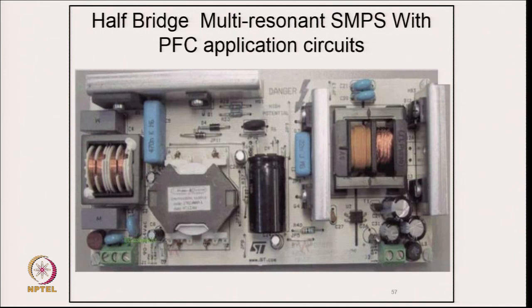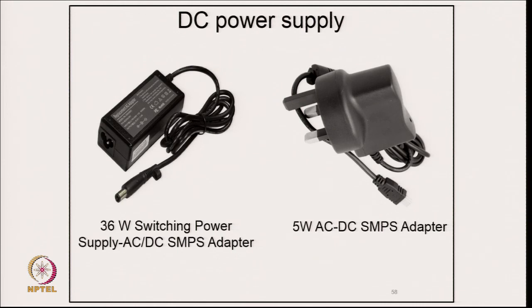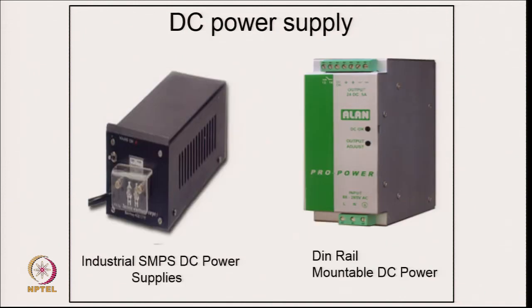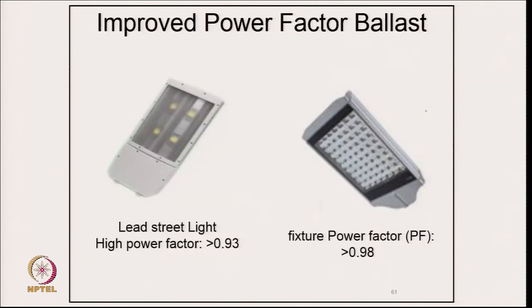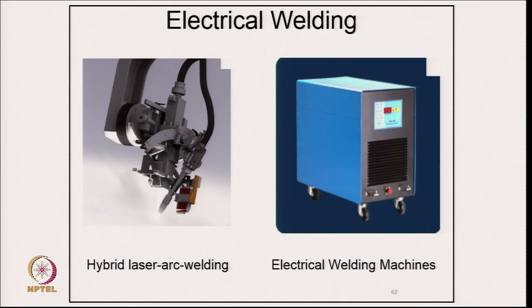So this is something like a half bridge multi resonant switch mode power supply for PFC power factor application circuit, which is used in DC supply like a 36 watt switching mode power supply for SMPS adapter or 5 watt adapter, or switch mode power supply for industrial use, or DIN rail mountable DC supply, or telecommunication power supply used in telecommunication, and improved power factor ballast for LED fixtures, where we need power factor always more than 0.9 or so, closer to 1.